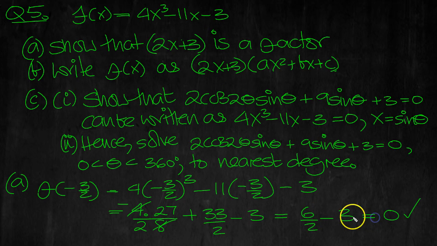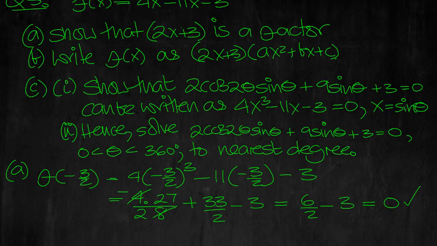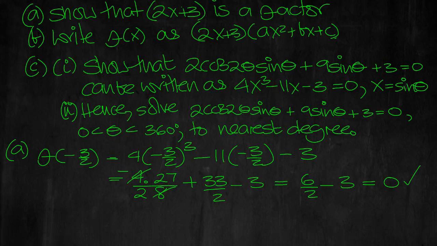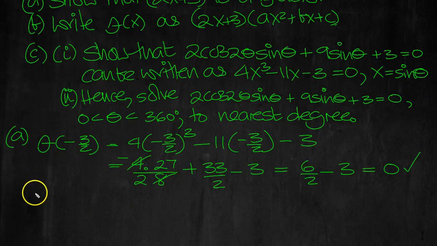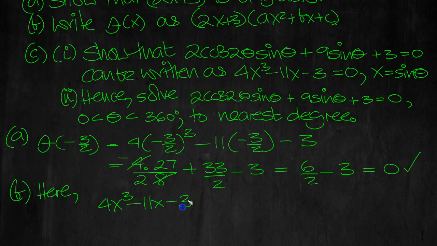Okay, that's question A. So it's a factor. So write f(x) as that. So here, part B then. Here, the 4x cubed minus 11x minus 3 is equal to 2x plus 3, which is a factor, times a quadratic. It's a cubic, so we're going to have ax squared plus bx plus c.